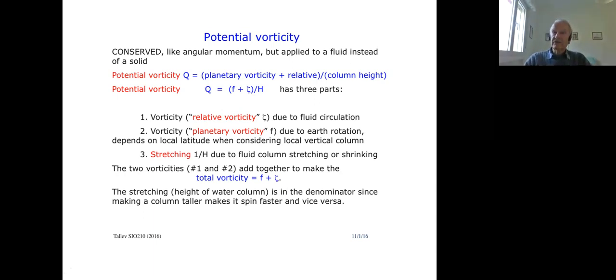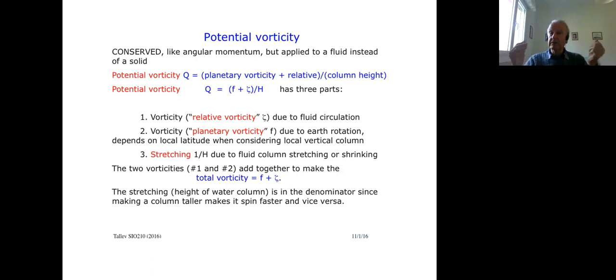Potential vorticity then has three parts, okay? One is relative vorticity due to the fluid circulation, we have seen before. Planetary vorticity due to the Earth rotation, which depends on local latitude when considering local vertical column. Then we have finally the third term, which is a stretching. So you have a squeezing or stretching of the water column, due to the fluid water column stretching or shrinking. The two vorticities, 1 and 2, add together to make the total vorticity.